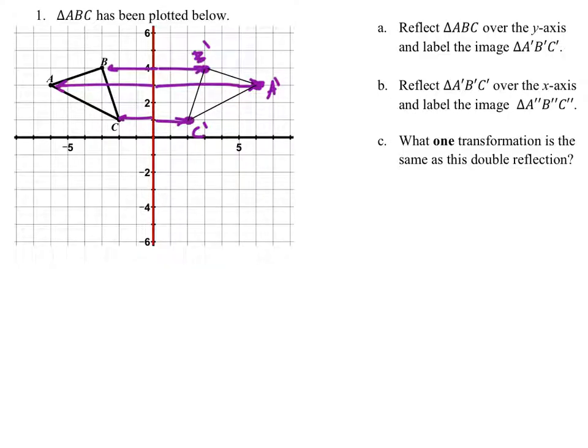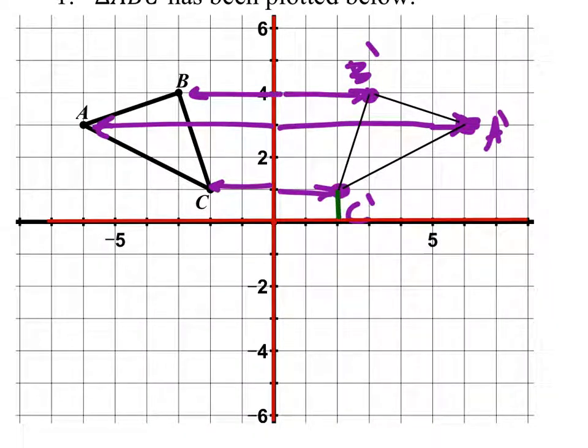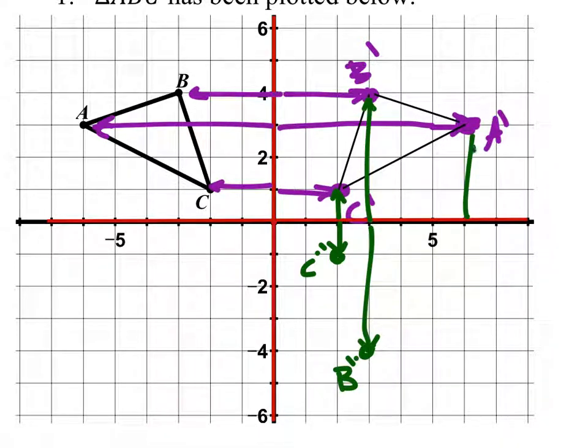All right, now part B says it wants us to reflect these over the x-axis right here. But we're reflecting the A prime, B prime, C prime triangle. So now instead of looking for left to right, we're looking for up and downness on the shape. C prime is 1 up, so C double prime will be 1 down. B prime is 4 up, so B double prime is 4 down. And then we'll do the same thing with A, 3 up, so 3 down is the reflection. That gives us A double prime. And then, of course, we'll connect the points. There it is.